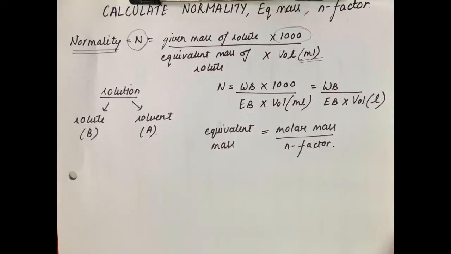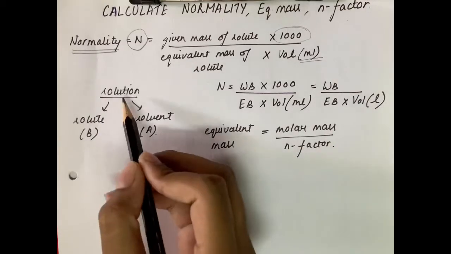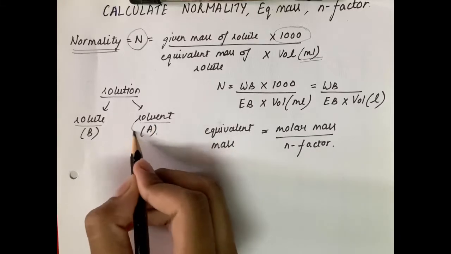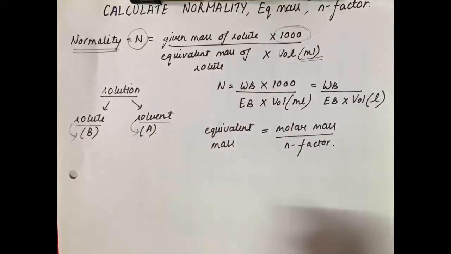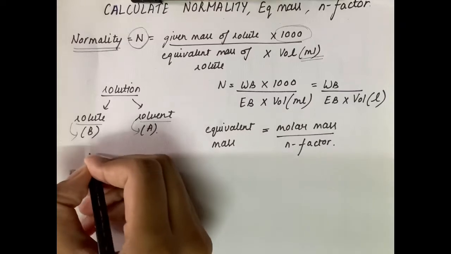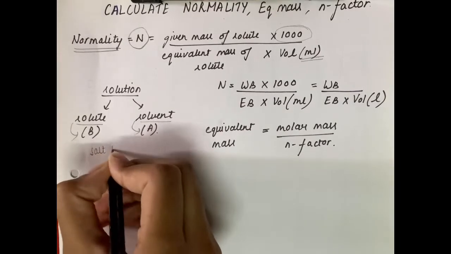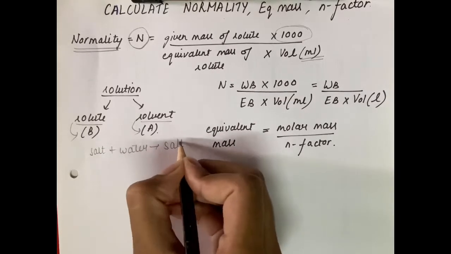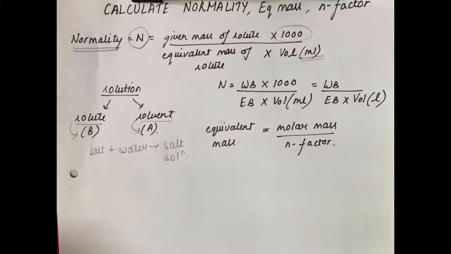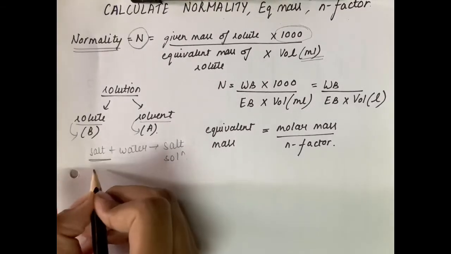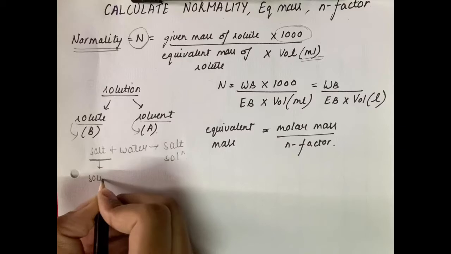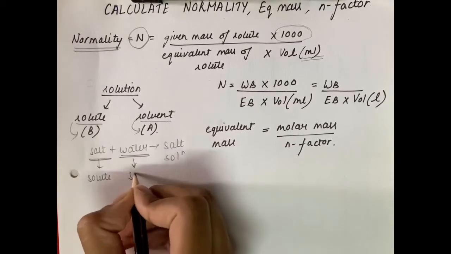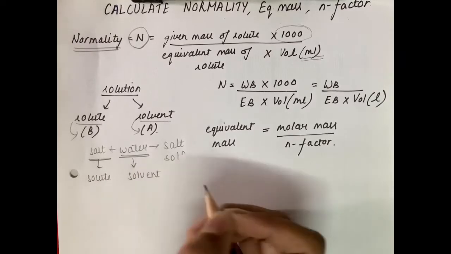For those who have an issue in understanding solute and solvent concept, note that solution is divided into two parts, solute and solvent. Solvent is represented as A and solute as B. For example, salt plus water forms salt water or the solution. Here, salt represents solute, that is B, and water represents solvent, that is A. Do remember that the amount of solvent is more than solute in general.